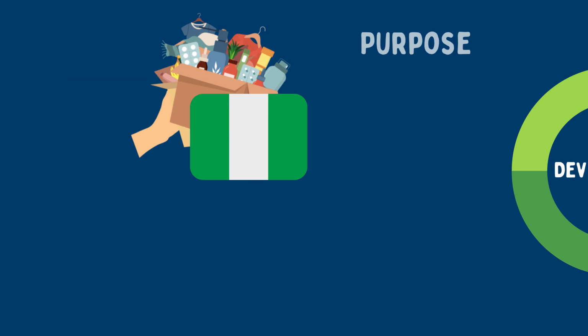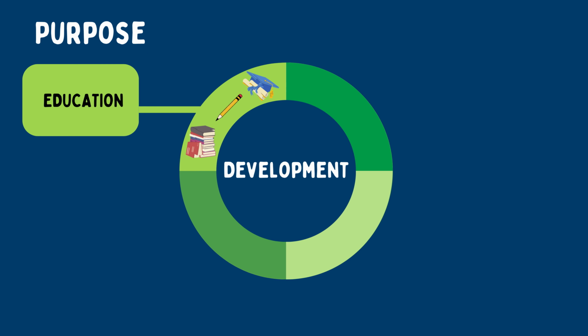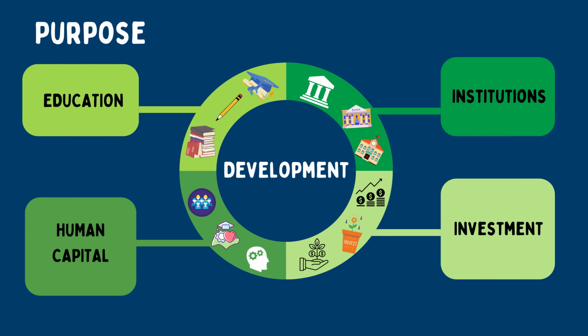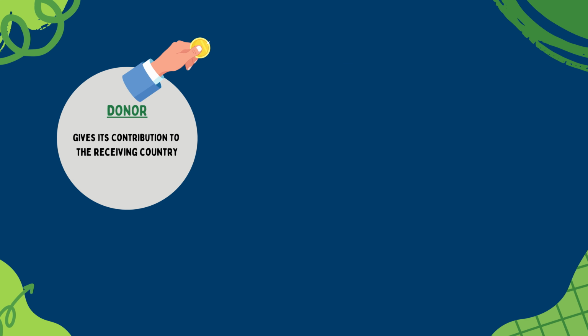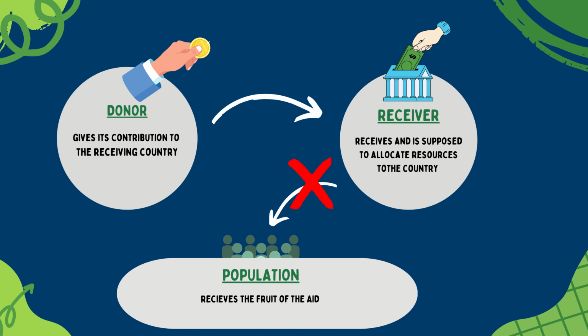But to fully assess the efficiency of foreign aid, we must define economic development. For less developed countries, the ultimate goal is to promote economic growth through factors such as education, quality of institutions, investment, or even human capital. So now that we set the context, we can go in detail and ask ourselves, is foreign aid really that efficient? The fundamental problem is that we all know that foreign aid does not always fully reach the recipient country and the people who really need this help.